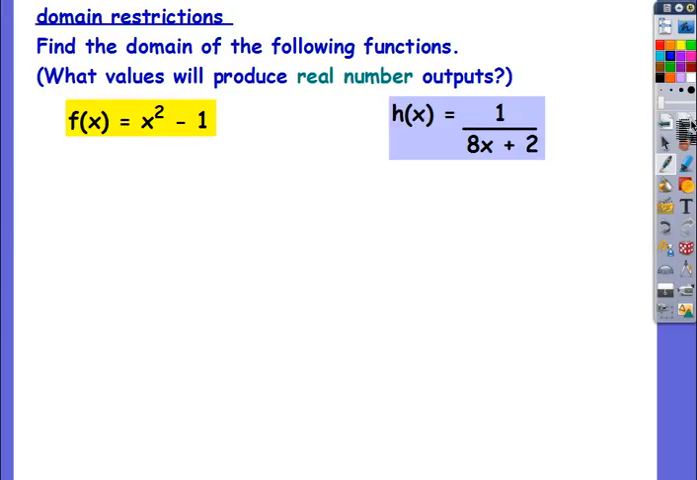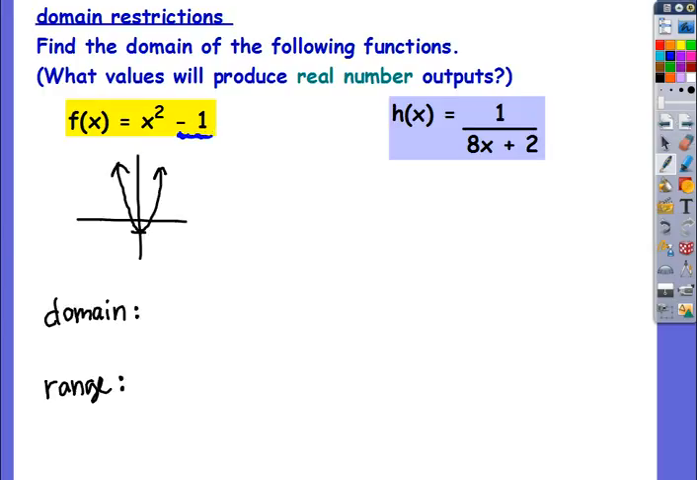So the first one, hopefully you recognize it. This is just a parabola. The negative 1 would move the graph y equals x squared down 1, so your vertex would be at 0, negative 1. What could I plug in for x? Well, if you remember back to semester 1, this is just a polynomial. So if I have anything like x cubed, x squared, x to the 4th, I should be able to plug in any real number for x and square it and then subtract 1. So the domain is all real numbers, negative infinity to infinity.